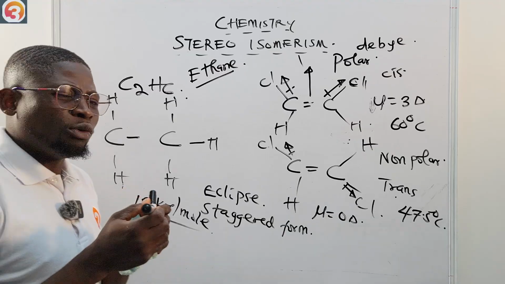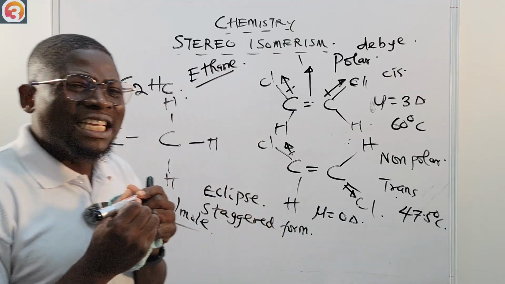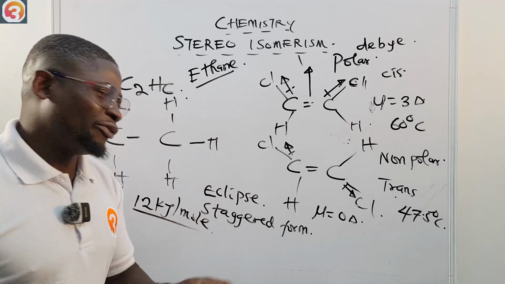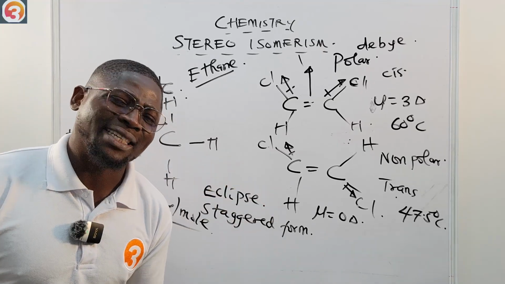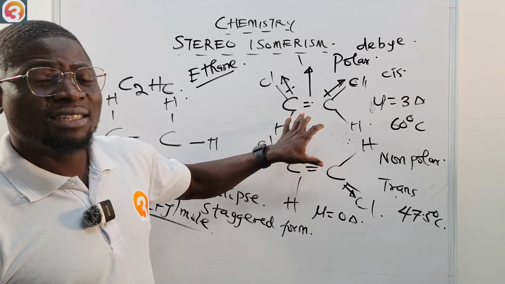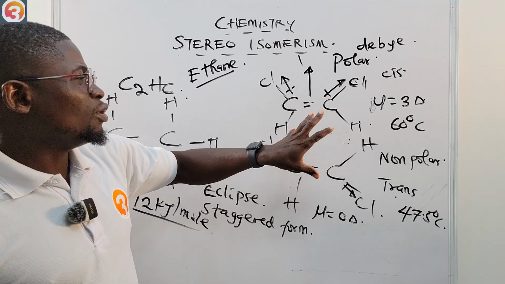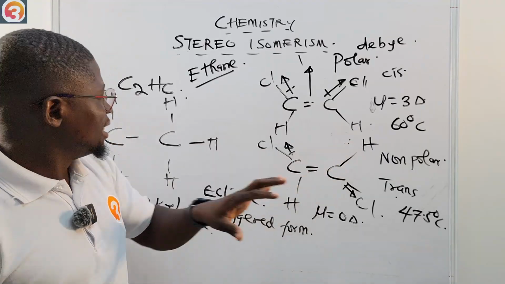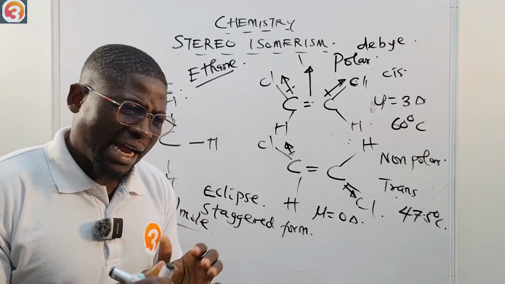So the energy barrier is very, very low. That's why you can convert from the eclipse form to the staggered form, and from the staggered form to the eclipse form, vice versa as you may want. But it is not like that in the cis and trans isomers, because the energy barrier between them is very, very high. So please take note of that.